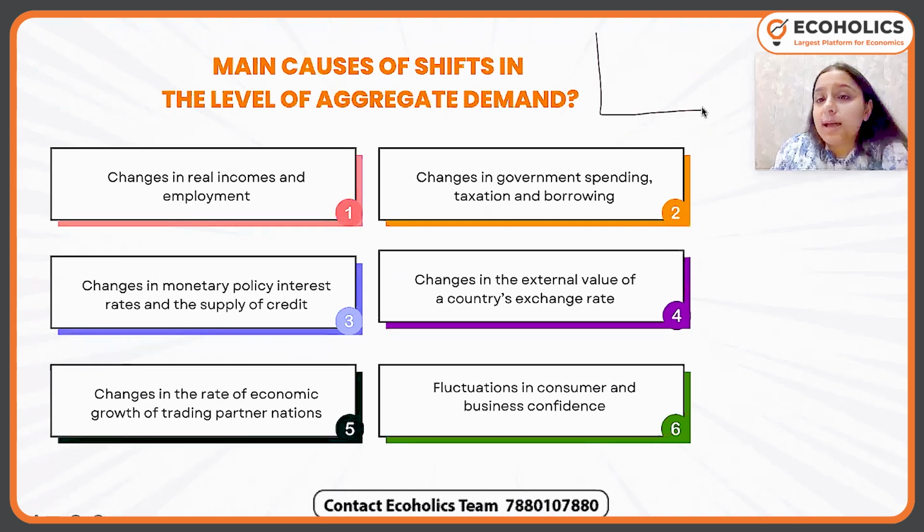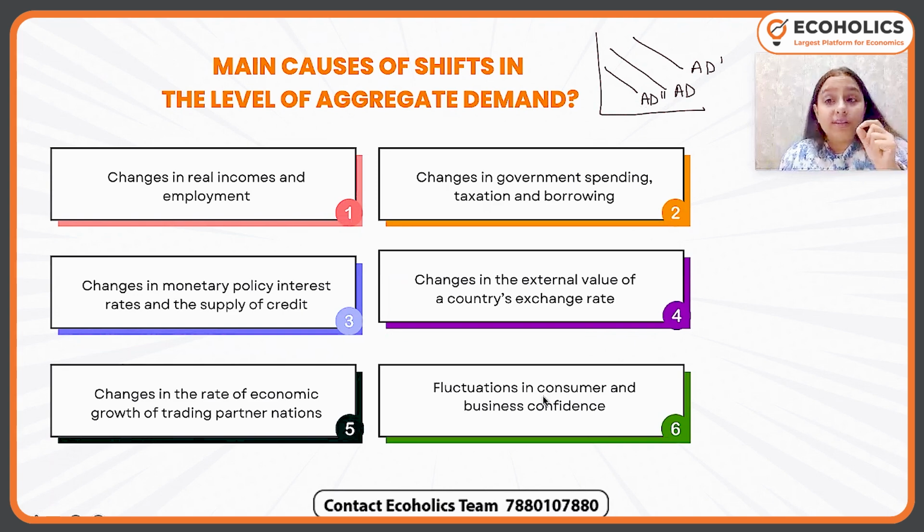Shift means, for example, if this is aggregate demand curve, the demand curve can shift upwards as well as shift downward. What are the factors that can bring this shift? We will discuss which factor will shift it upward, which factor will shift it downward. But first, let us know about the factors.